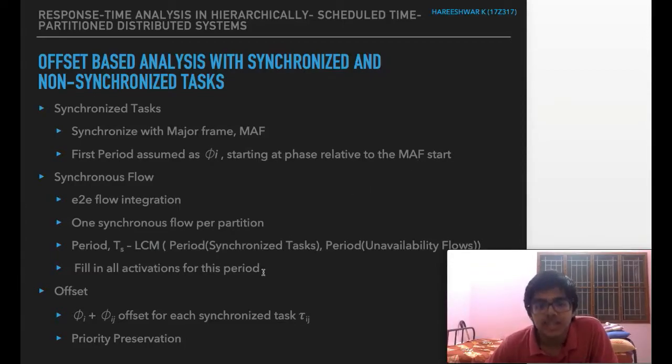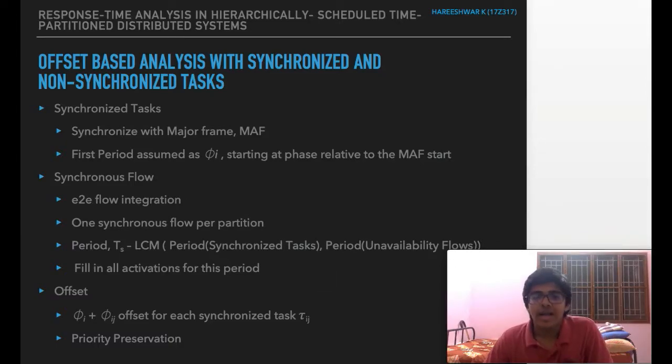In this case, since the tasks are synchronized with the major frame, along with the unavailability flow, in order to apply the response time analysis we need to integrate them with the end-to-end flows. This together is called the synchronous flow, and there is always one synchronous flow per partition. The period of the synchronous flow is defined as the LCM of the periods of the synchronous tasks and the corresponding periods of the unavailability flows.